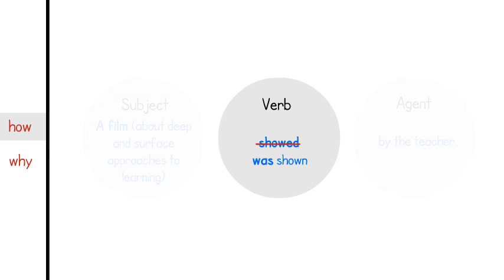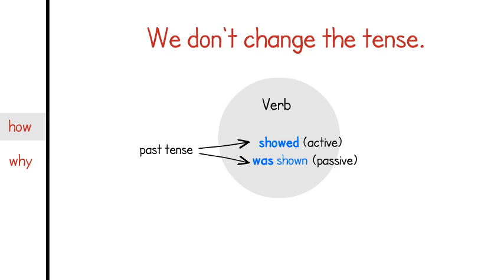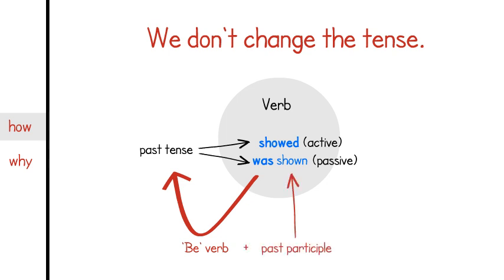Notice that the verb showed has now been changed to was shown. Both of these are in the past tense because when forming the passive voice, we don't change the tense. We use the be verb in the same tense as the original sentence and add the past participle of the main verb.